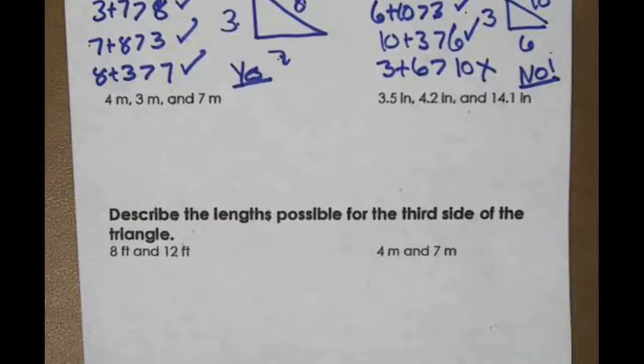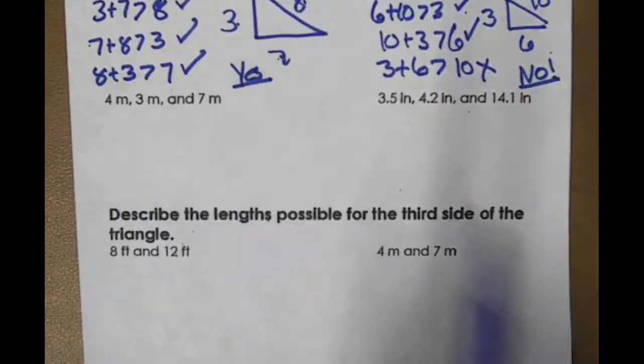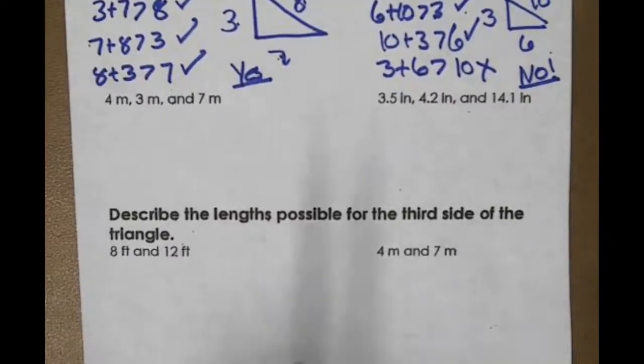You can just, the second you see one x, you can stop. Then do the next one. It is no, it's not a triangle. I would double check that if I were you. We're on this one right here.